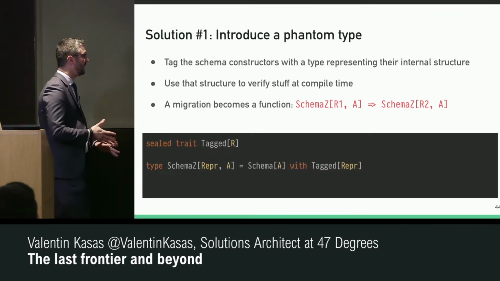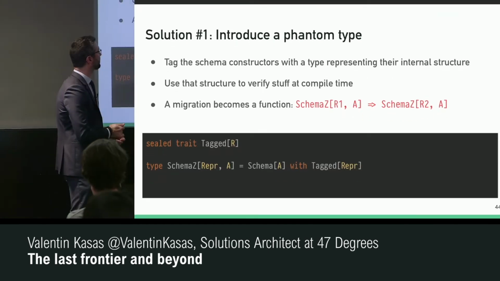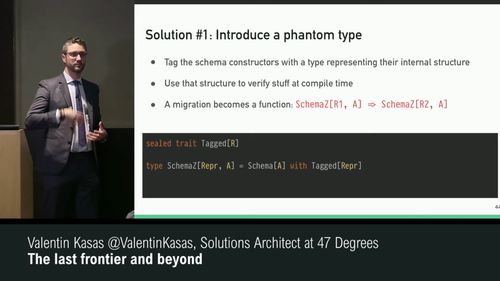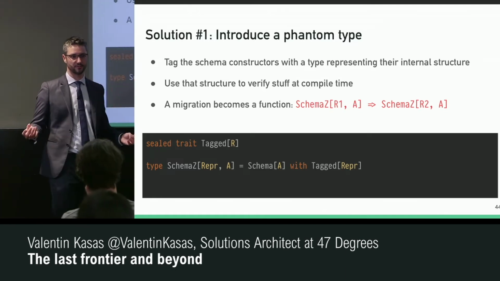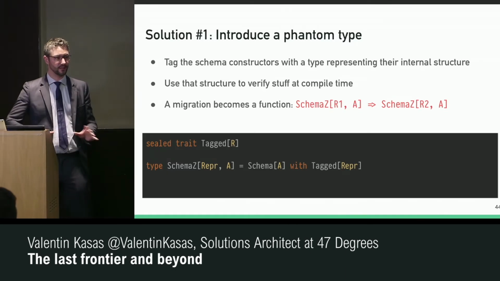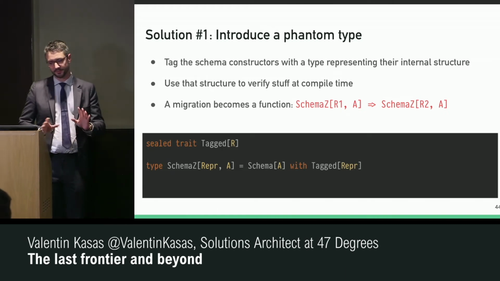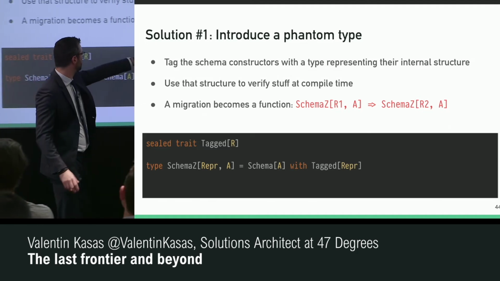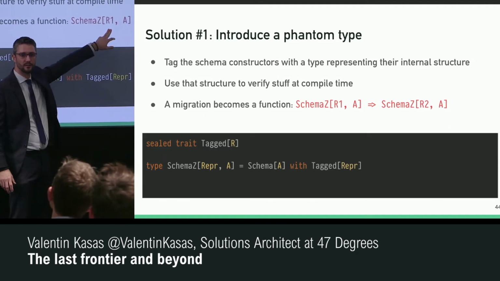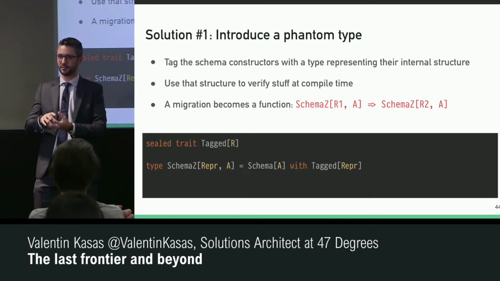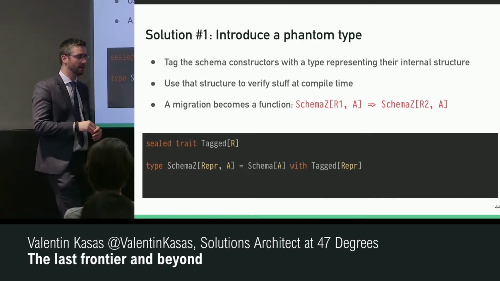So the solution we found was to add a phantom type to the schema that will, in fact, reflect the structure of the schema. And that's where it becomes messy in the code, but anyway. So we added this representation type parameter. It's a phantom type. And basically, it mirrors the structure of the schema below.